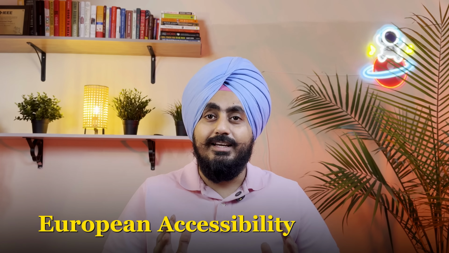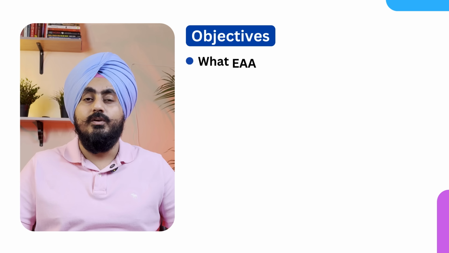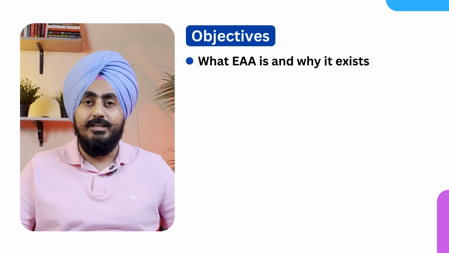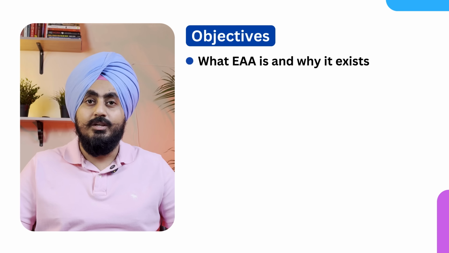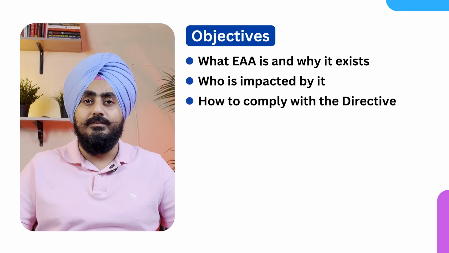Non-compliancy with EAA could cost you. Are you at risk? Let's find out. Today, we are talking about something big, the European Accessibility Act. If you build or sell digital products in Europe, this directive will affect you. By the end of this video, you will know what EAA is and why it exists, who is impacted by it, and how to comply with this directive.